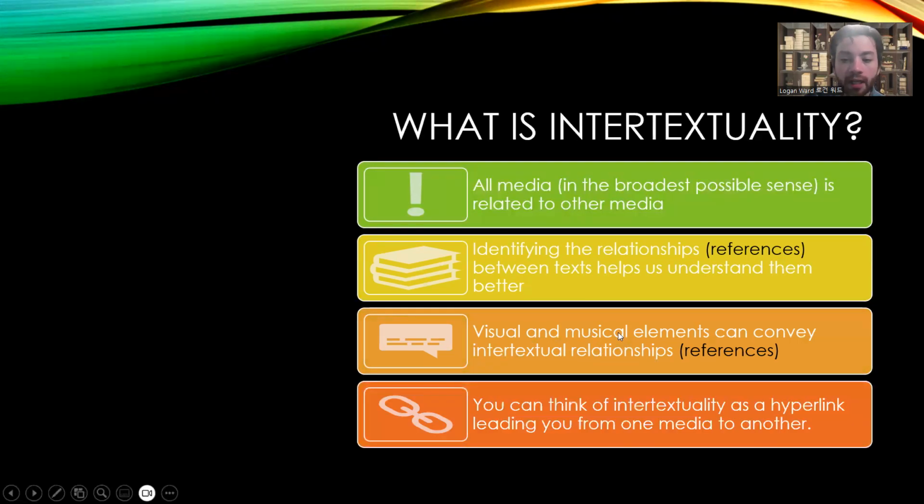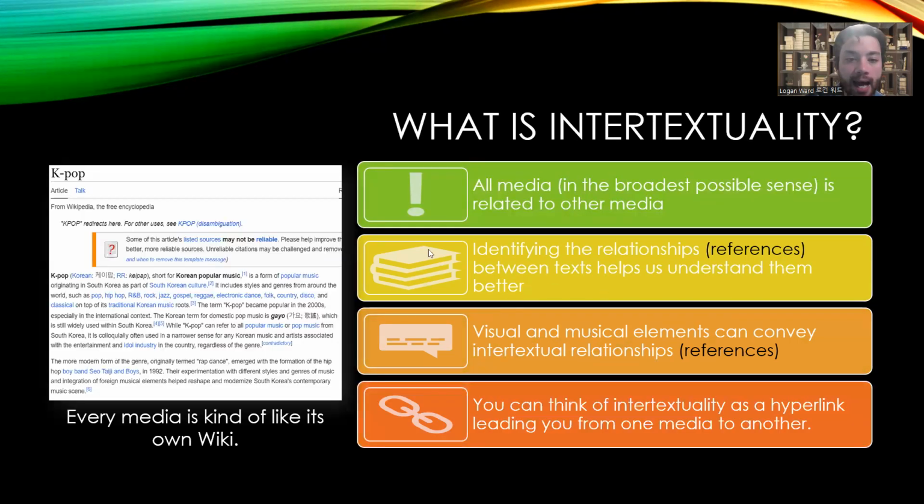And so you can kind of think of intertextuality as a hyperlink. And every media is a lot like a wiki page or a Wikipedia. I mean, I know that's what we're mostly used to, but any kind of wiki page. It's kind of built up of these references to other things, right? And you can think about it like when you pick up on one, you can click on it, and then it takes you down the rabbit hole of another media, right?